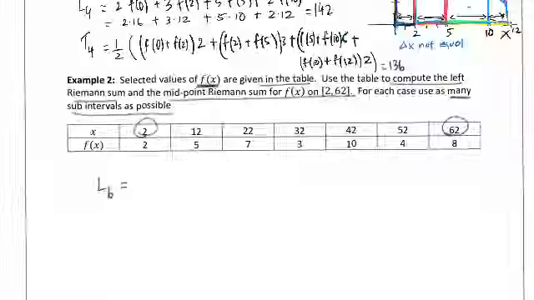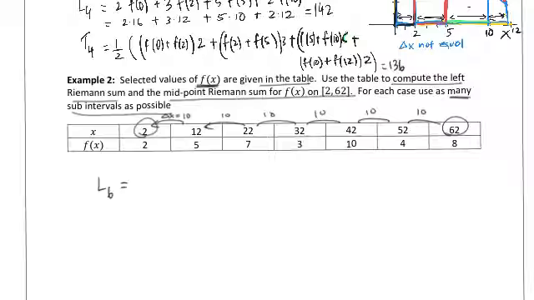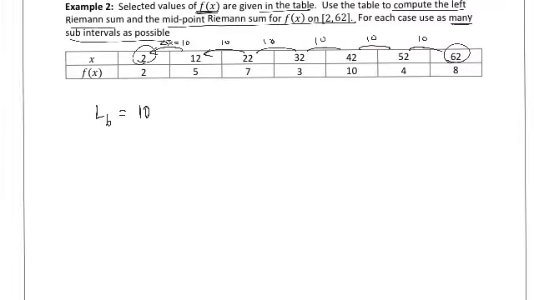L6 is going to be, here are my delta x's. Delta x for the first rectangle width is 10, and for the second is also 10, and for the third is 10, and 10, and 10, and 10. So all these delta x's are the same. Delta x means the rectangle width, and I can pull out a 10.